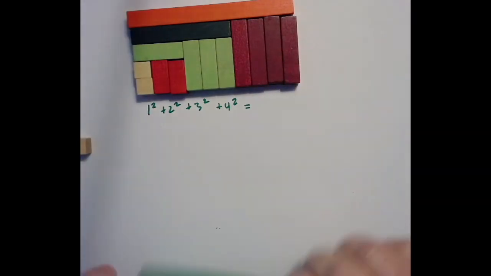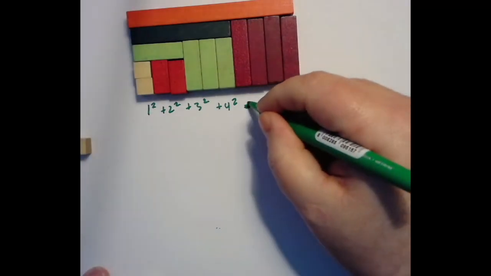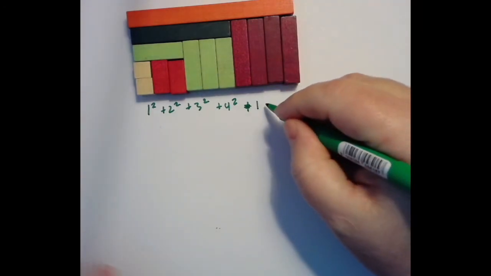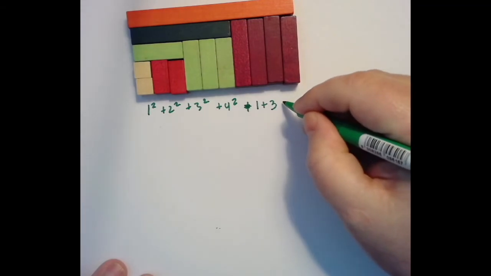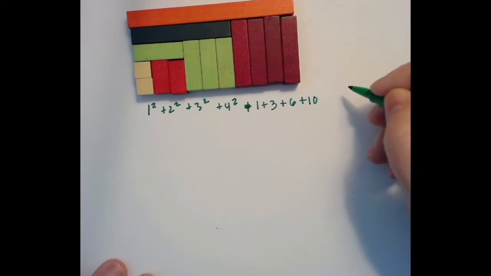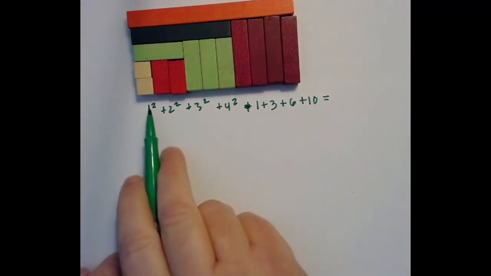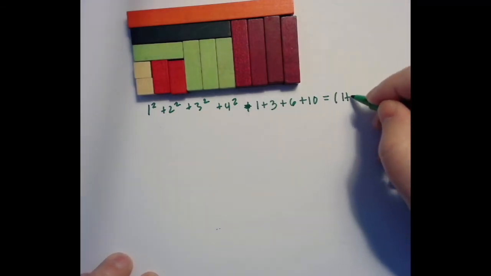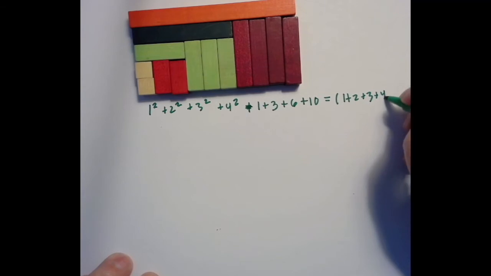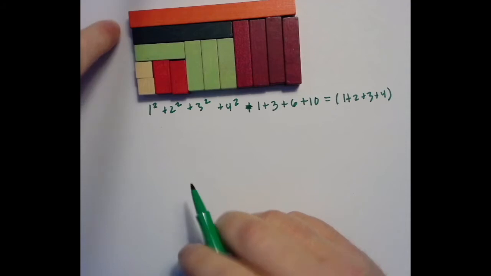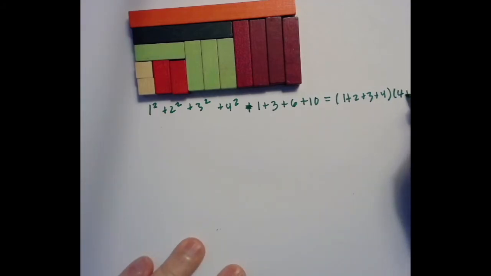So notice that I'm going to change my equal sign to a plus. I'm going to add in a 1, a 3, a 6, and a 10. Now, what is that equal to? Well, if I go this way, I have 1 plus 2 plus 3 plus 4. So that's one side of my rectangle. And the other side I have 1 plus 2, 3, 4, 5. So I have 4 plus 1, like that.